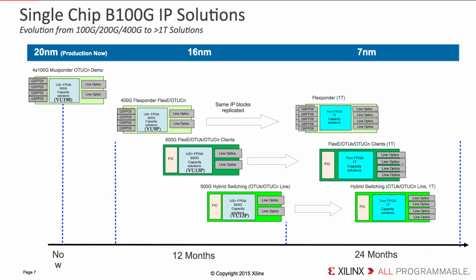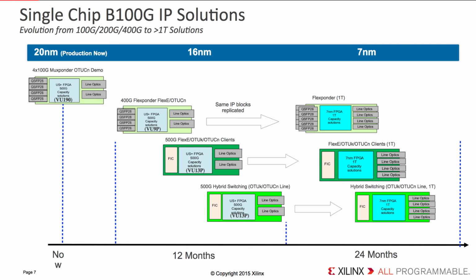So we have plans to do the FlexE or Ethernet client card, as well as the ODUK/ODUCn line card. So both are for switching applications with a fabric interface to connect to a switch, okay? And so that's about 12 months from now. That's currently what we will be working on for the next 12 months.